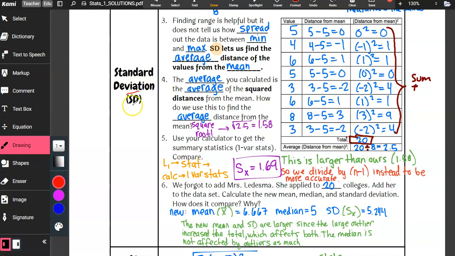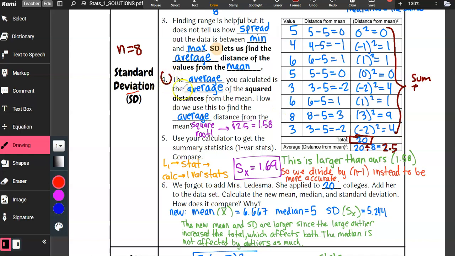So there were actually 8 numbers. Remember we said there were 8 numbers. So you divide and you get 2.5. This 2.5 is not the standard deviation.